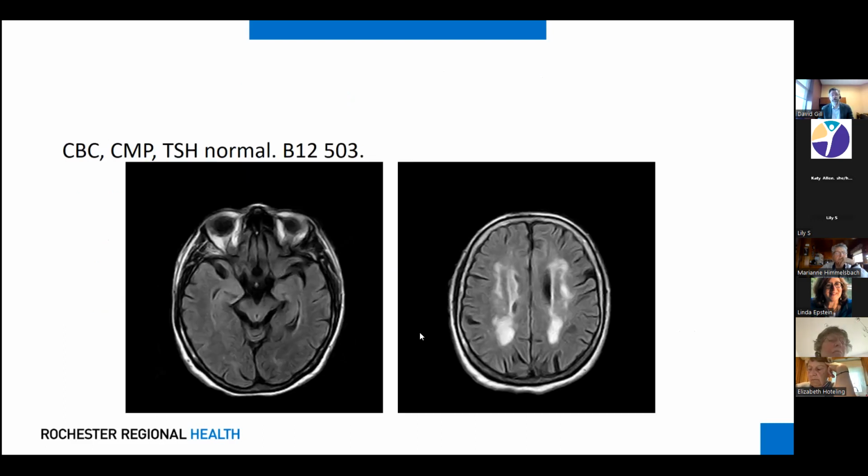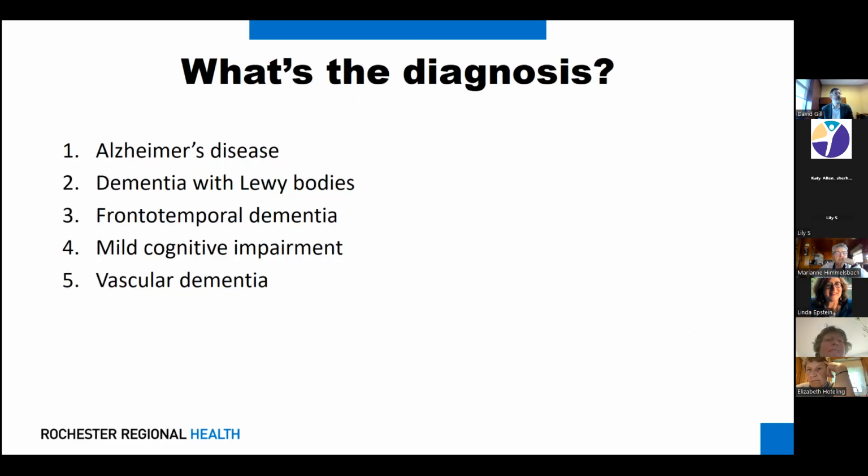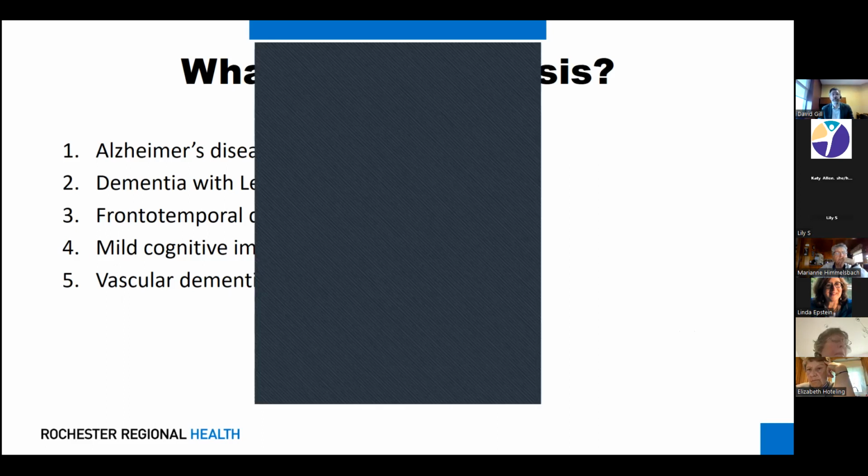Here is her scan. Her scan looks a little different because we see a lot of whiteness here. And the whiteness is probably prior hardening of the arteries or strokes. And so same question for her. What's her diagnosis? Let me relaunch this.